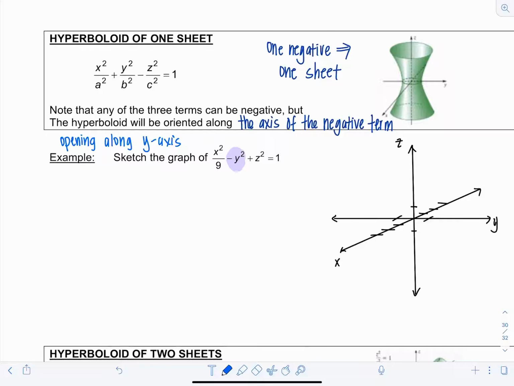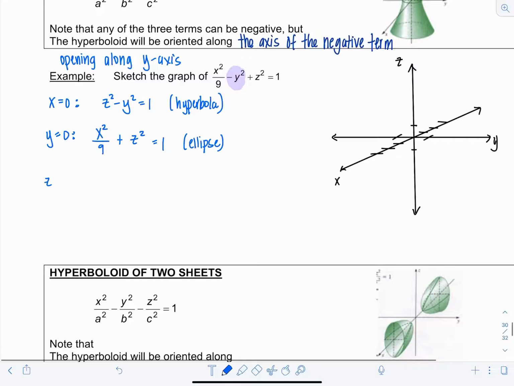So if x is equal to 0, I would have the equation negative y squared plus z squared equals 1. Well, it looks more normal if I write z squared minus y squared equals 1. That's a hyperbola in the yz plane. If y is equal to 0, then I would have x squared over 9 plus z squared is equal to 1. That's an ellipse in the xz plane. And then lastly, if z is equal to 0, then you're going to have x squared over 9 minus y squared equals 1. That's another hyperbola in the xy plane.